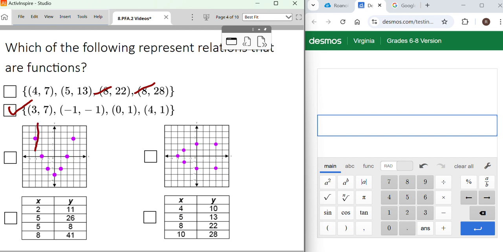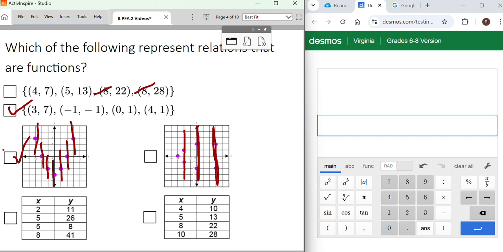We're going to use a vertical line test on this one. And my vertical lines only touch one point at a time, so that is a function. The next one, I'm going to use a vertical line test, and it touches more than one point at several vertical lines, so that is not a function.